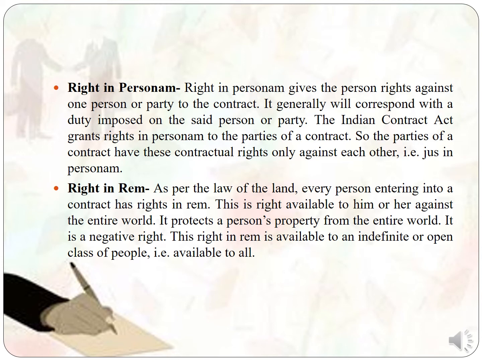Let's move on to right in rem. A right in rem, as per law of the land, means every person entering into a contract has a right in rem. This is a right available to him or her against the entire world. It protects a person's property from the entire world. It is basically a negative right. This right is available to an indefinite or open class of people, that is available to all. So basically, right in rem gives a right to one person against every person in the world.